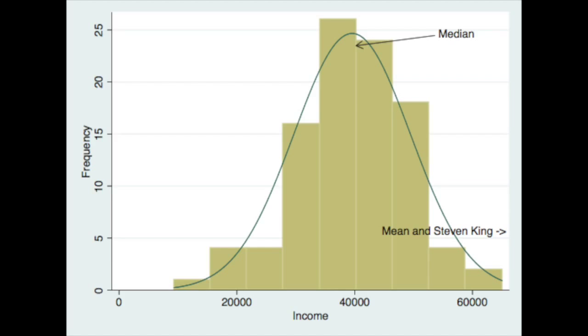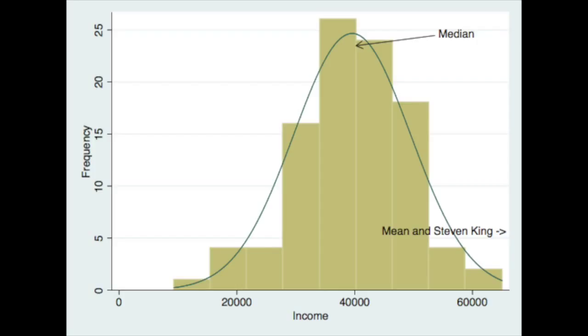But if we take the median and we line up all the people and all their incomes, Stephen King out here at 2 million is no different than the person right next to him at 60,000. He's just another number at the end. And the midpoint of that distribution, let's just say it's $40,000. So you have 20, 30, 40, 50, 60, Stephen King over here.